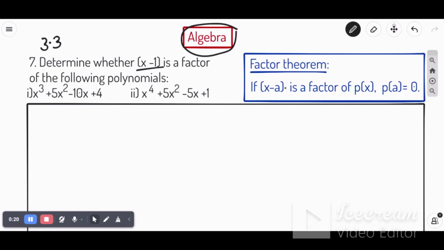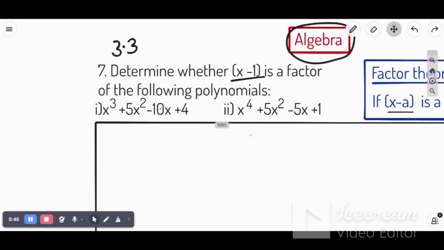The factor theorem can simply be written as: if x minus a is a factor of p of x, then p of a is equal to 0. In the remainder theorem, this is the remainder, right? Here they are saying p of a is equal to 0 means x minus a is a factor, or x minus a is a factor means p of a is equal to 0. So this is what we are going to use here.